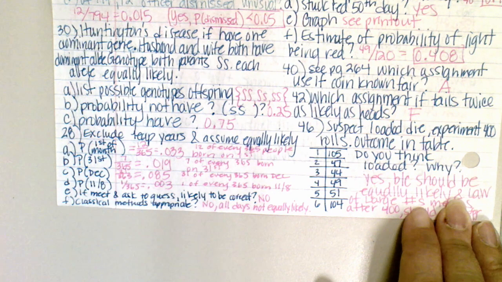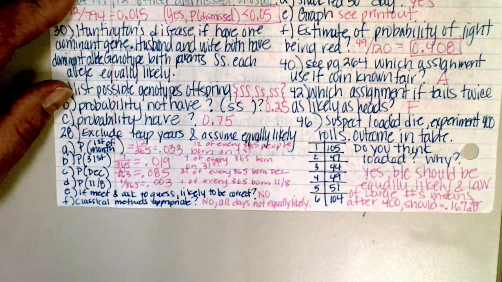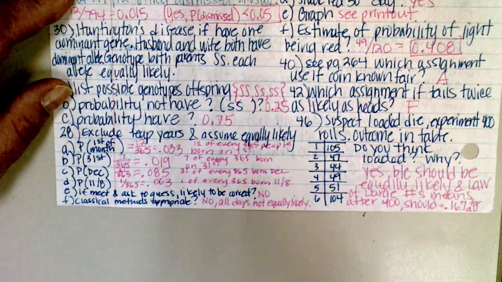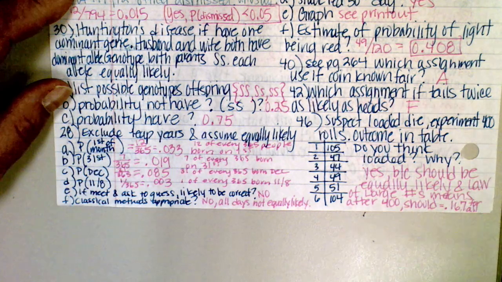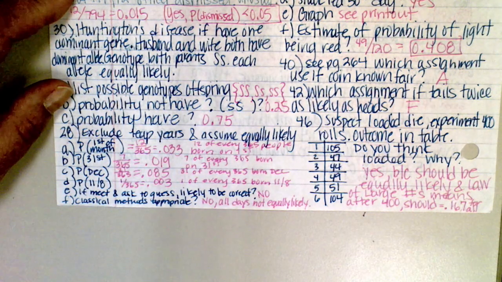Part F said, do you think it's appropriate to use the methods of classical probability to compute the probability that a person is born in December? So this would be a no. The reason why is because if we're picking out a specific month, there aren't the same number of days in every month, which means that each month does not have the same probability. So the months themselves are not equally likely.